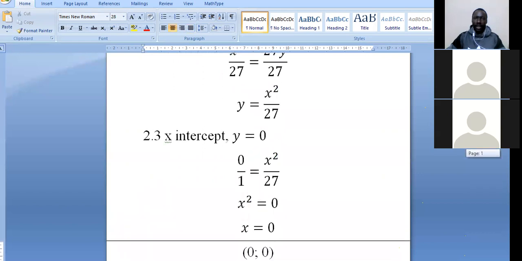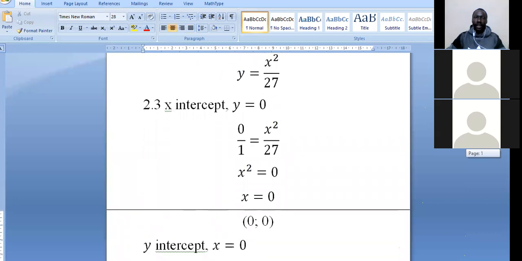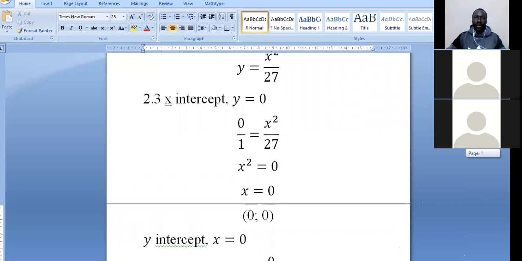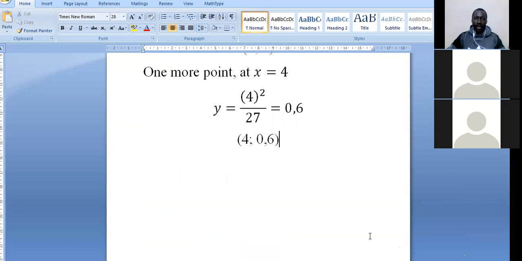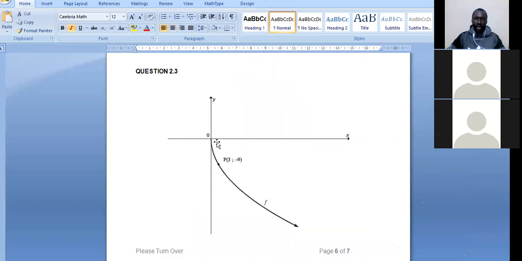Yeah, so 4 for x and 0.6 for y. Let's see where it is going to be. Where is 4 for x? 4 for x is going to be somewhere here, and 0.6 is just slightly up here.